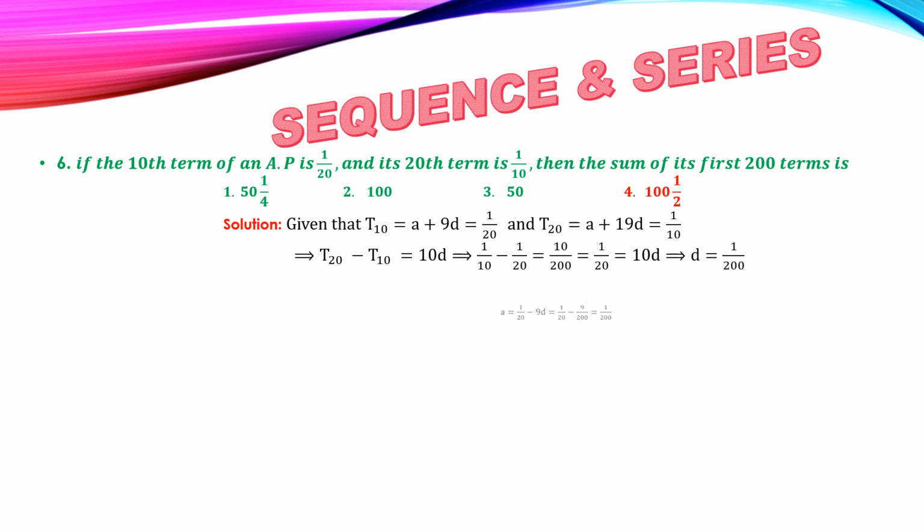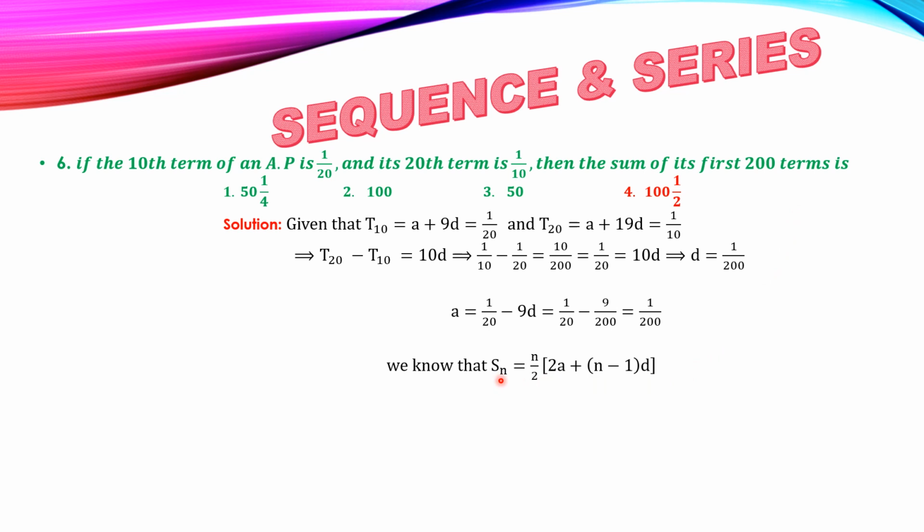Here a equals 1 by 20 minus 9d. Here 1 by 20 minus 9 into the value of d, 1 by 200, that is 9 by 200. Simplify this, then the value of a is 1 by 200. So the value of a is 1 by 200 and d is also 1 by 200. And in the given problem, we need to find the sum of the first 200 terms.